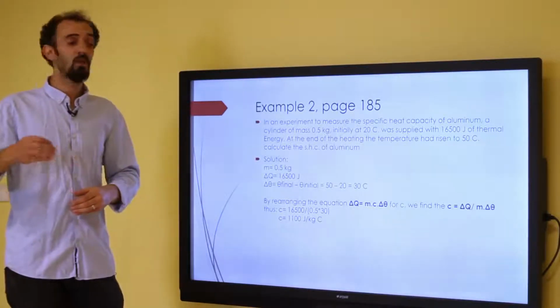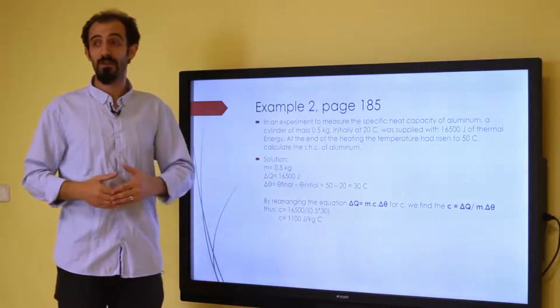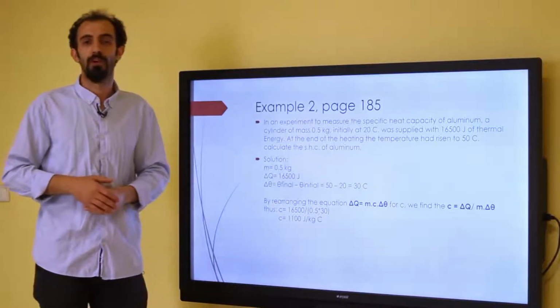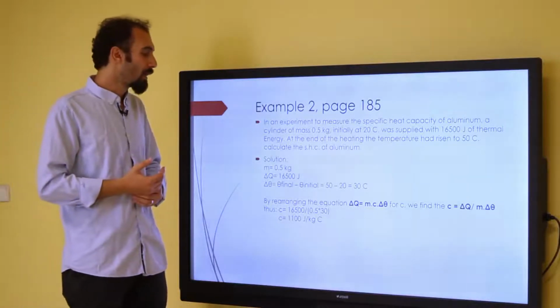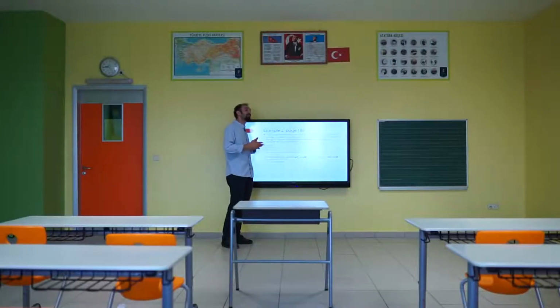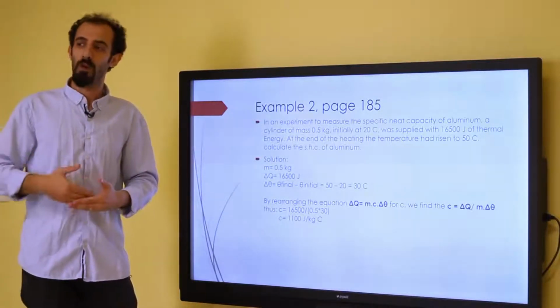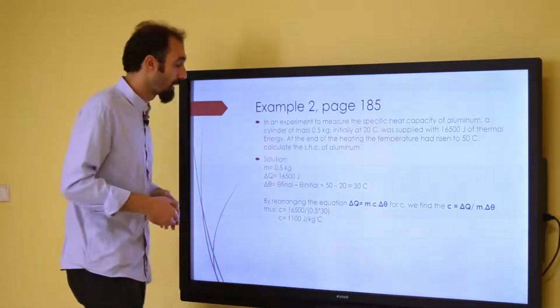Which means that to increase the temperature of aluminum by 30 degrees Celsius, we have to supply it with 1,100 joules per kilogram per Celsius, which is less than water. We did see in the previous example that water needed 4,200 joules per kilogram per Celsius to increase its temperature by 1 Celsius per kilogram. And this tells us how different substances have different needs to increase or decrease their temperature. Metals are good conductors of heat, and that's why they require less energy to heat them up, while water is a poor conductor of heat, and that's why it needs more energy.